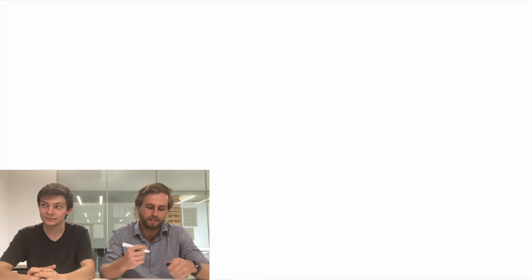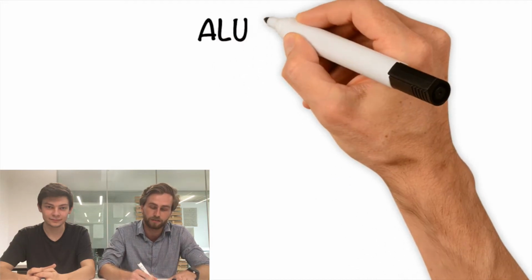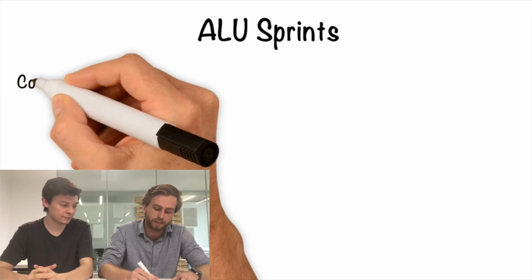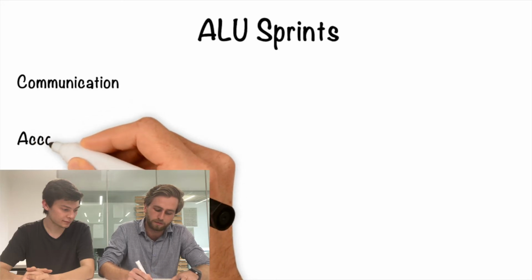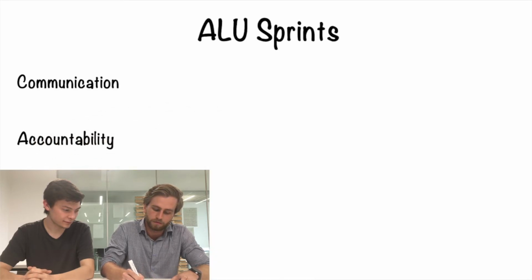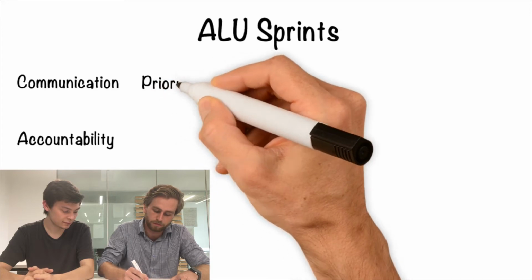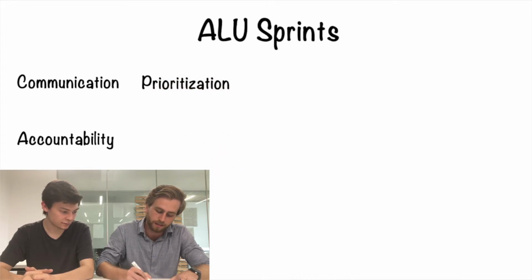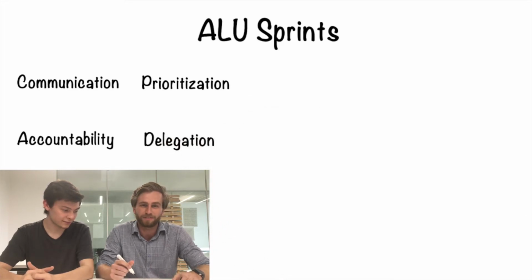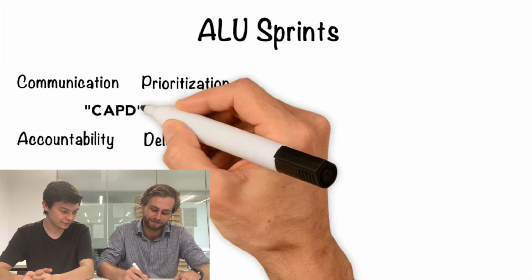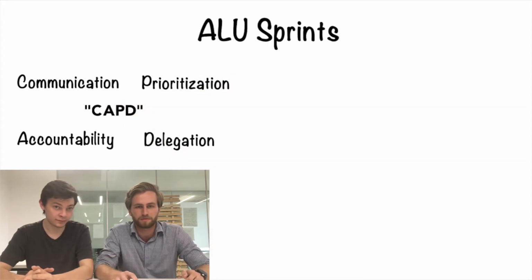We think that any project management process at ALU needs four key things. Those key things are communication, accountability, prioritization, and delegation. It makes a nice acronym if you have trouble remembering it, of CAPT. So with any project management process, you want to make sure that you have these four key things.